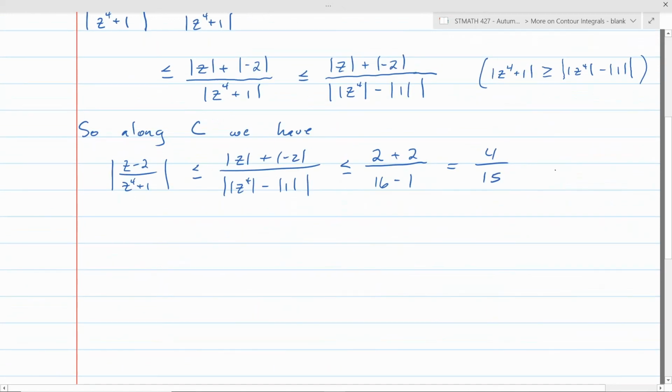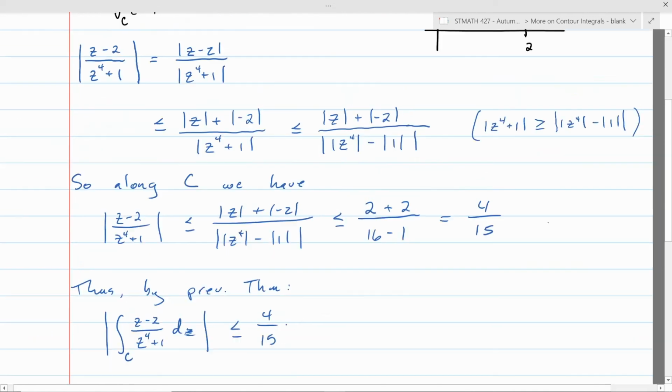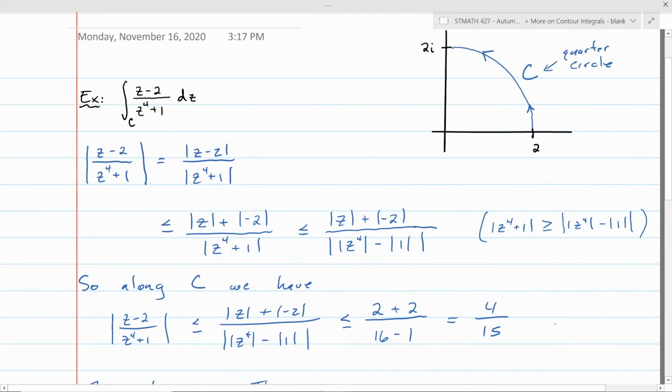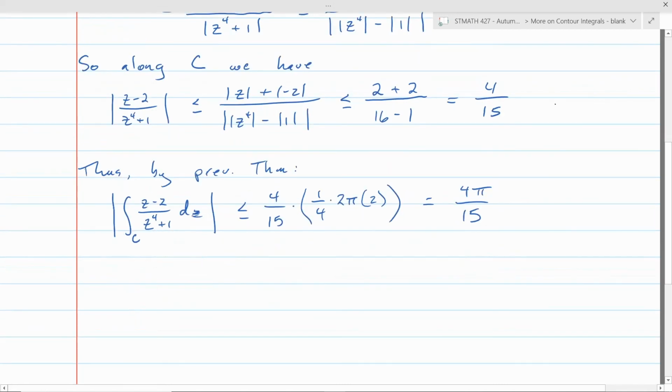All right, so then now we can apply the previous theorem. The modulus of the integral along C of (z minus 2) over (z to the fourth plus 1) dz is less than or equal to this upper bound that we established, 4 over 15, times the length of that radius 2 quarter circle. So that'd be 1/4 of 2 pi r, and the radius is 2 here. So that just equals 4 pi over 15. So there we have an upper bound on that integral that we got without having to do any integration whatsoever.